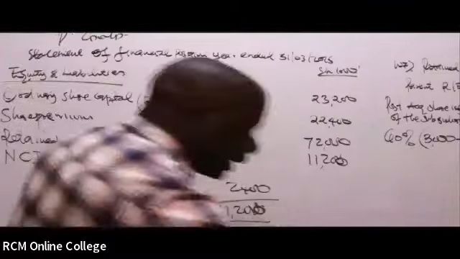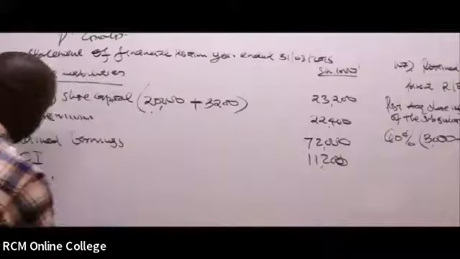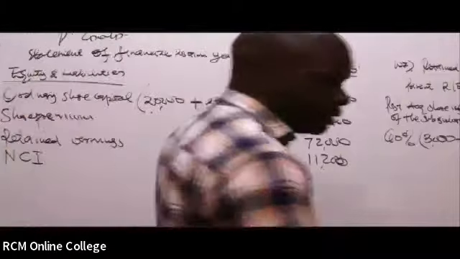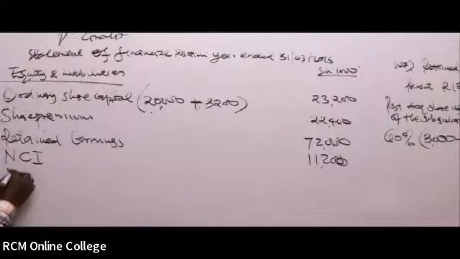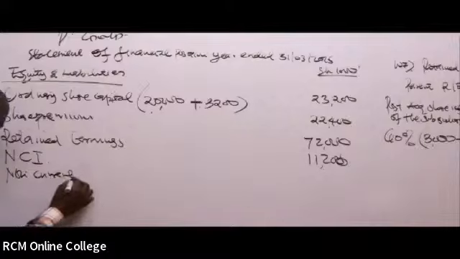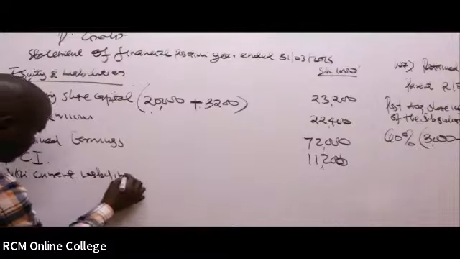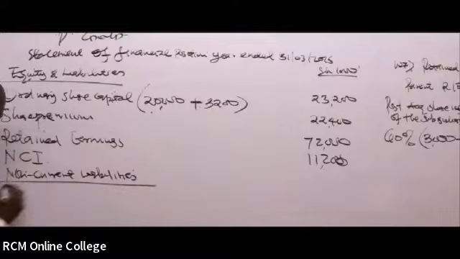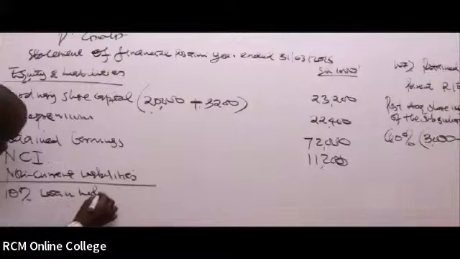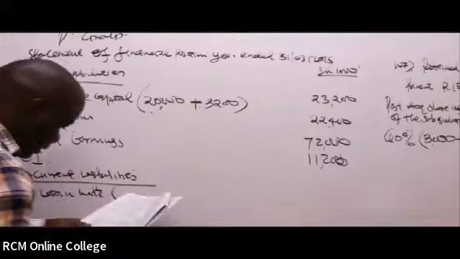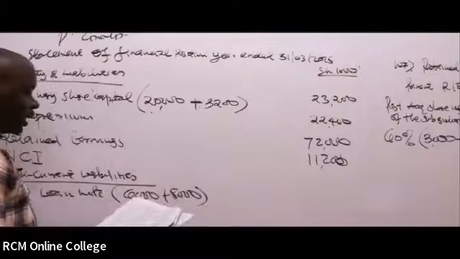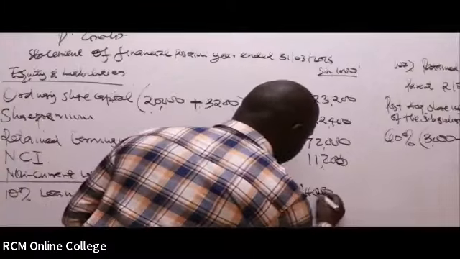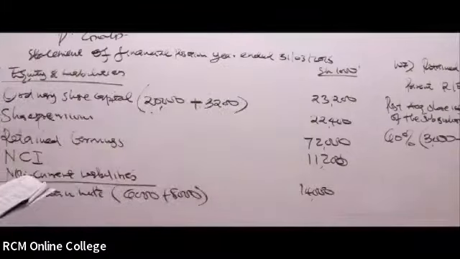So now we can get the non-current liabilities. For the non-current liabilities, they don't have issues, so they're just the way they are. In that, you have the 10% loan note. So you'll add them: 6 million plus 8 million, which gives 14 million. Then you have the current liabilities.